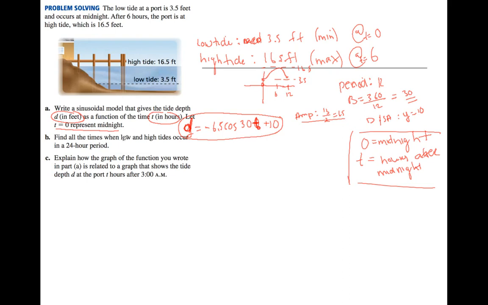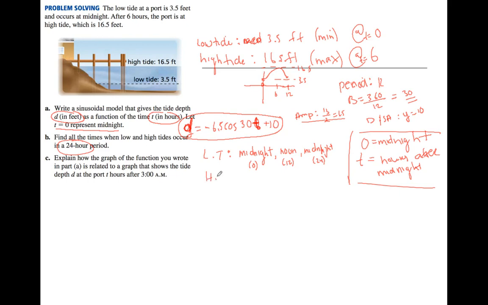So find out the number of low tides and high tides in a 24-hour period. Let's see. Low tide, I'm going to write LT. Low tide happens at midnight. It happens 12 hours after midnight, so that's 0, then noon, which would be 12. And then it's going to happen 12 hours later again, which would be midnight again, isn't it? And that would be 24.